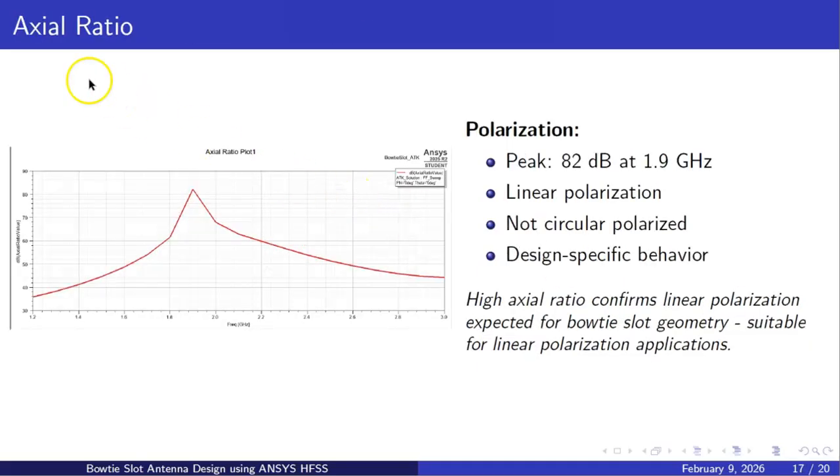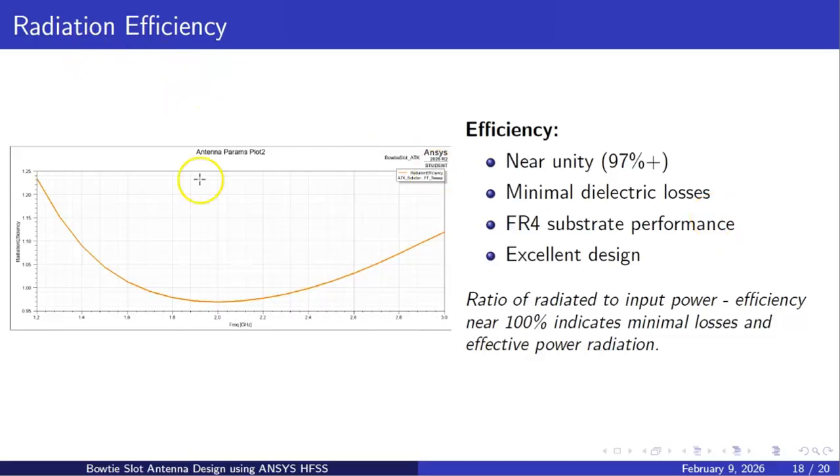The axial ratio plot shows polarization characteristics with a peak of 82 dB around 1.9 GHz. This high axial ratio confirms strong linear polarization, as expected for bow-tie slot geometry, and is suitable for linear polarization applications. Radiation efficiency shows the ratio of the radiated power to the input power. Our antenna achieves near unity efficiency, over 97% across the entire band. This indicates minimal power loss in the antenna structure and FR4 substrate, with efficiency close to 100%, confirming excellent design.